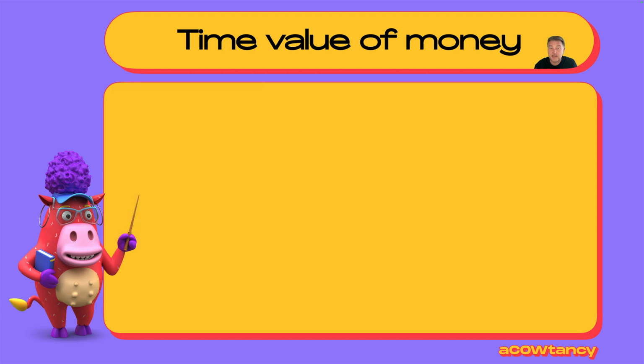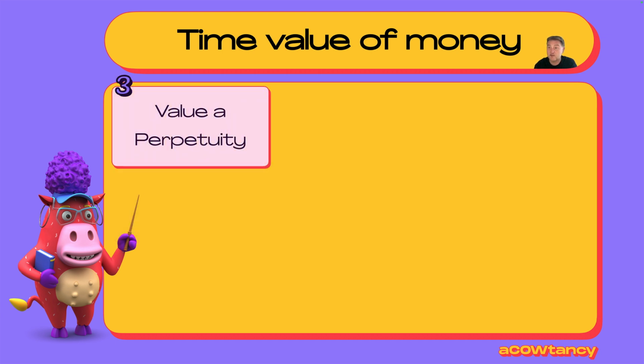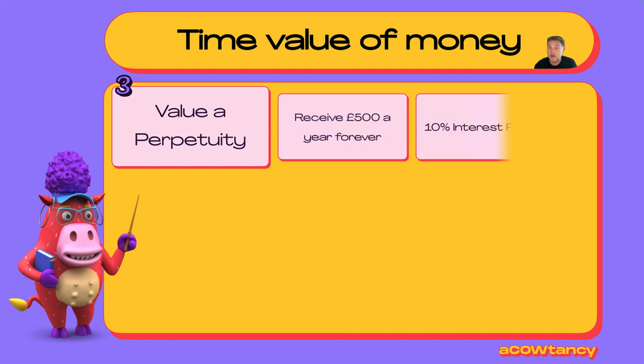Final thing I want to look at today is how to value a perpetuity. Well, what is a perpetuity? Something that you receive forever. So let's say we receive £500 a year forever and the yearly interest rate is 10%. What's that actually worth? Well, it's easy.